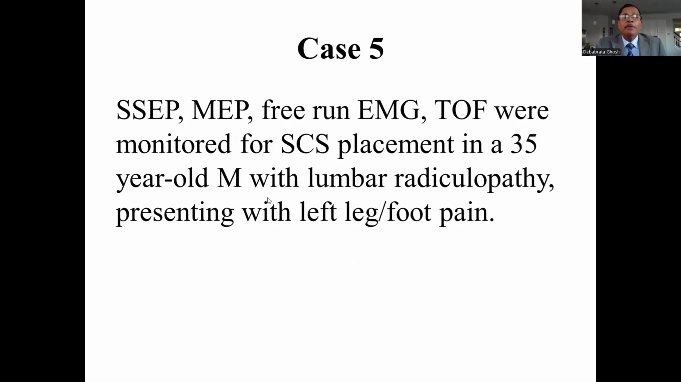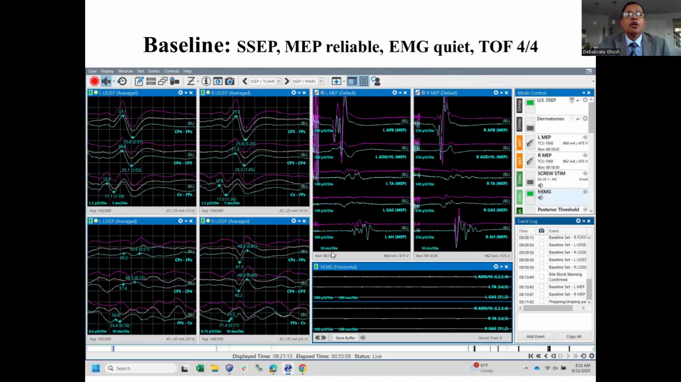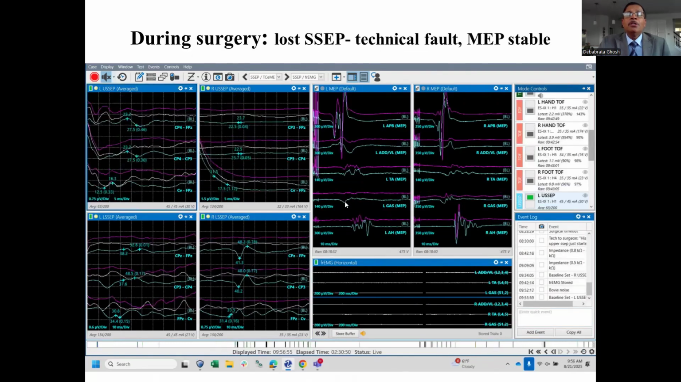And case 5 exemplifies one of the pitfalls where we did SSEP, MEP, and free-run EMG and TOF for spinal cord stimulator placement in a 35-year-old male with lumbar radiculopathy with chronic pain. So at baseline, we got pretty good SSEP and also MEP responses on both sides, and EMG was quiet. For reasons unknown, suddenly during the record, we lost SSEP activities, more on the right side than the left, diffusely, but MEP was still preserved.